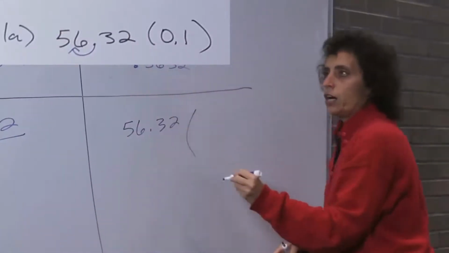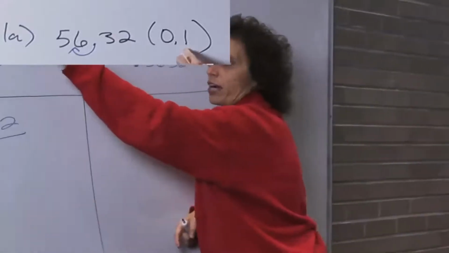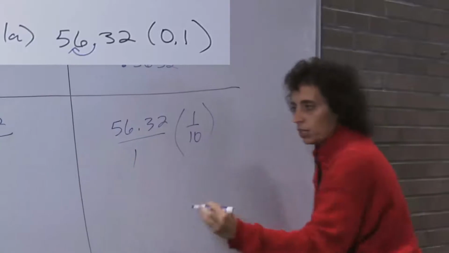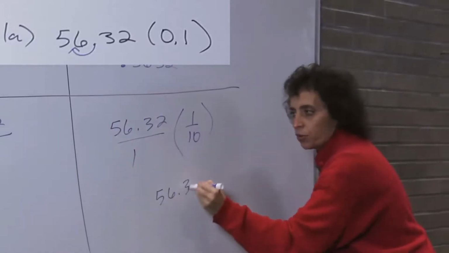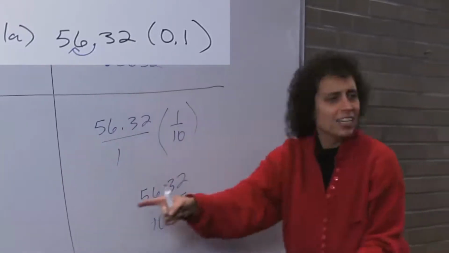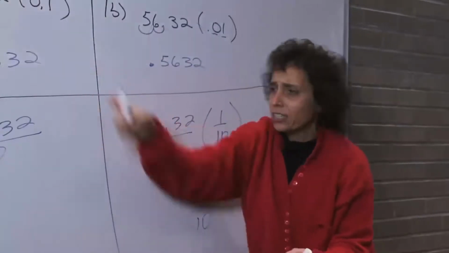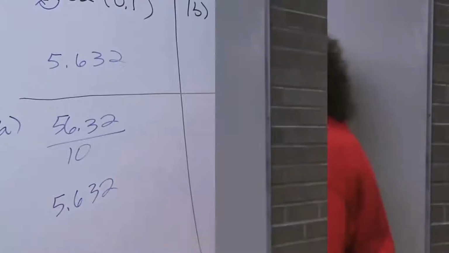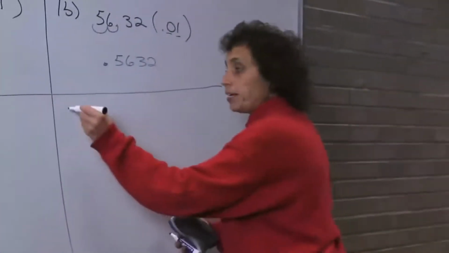56.32 times, I'm going to write this as a fraction, 1/10, which is 56.32 over 10. It's the same question! So this is also 5.632. Okay, let's look at B.